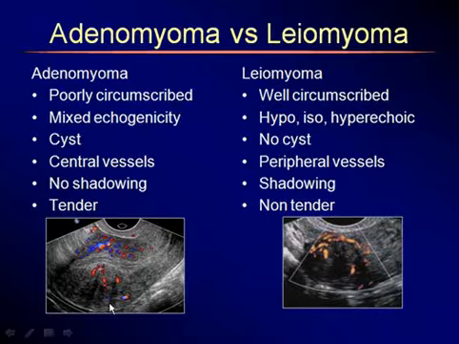The adenomyoma has cystic areas, small cystic areas. Typically fibroids do not, unless there's some degeneration. Vessels course through the adenomyoma. Vessels are displaced around a fibroid, which pushes them out to the periphery. No shadowing except for these thin shadows once in a while, whereas fibroids have much more shadowing. The adenomyoma is tender when you push with the probe on the uterus. Fibroids tend not to be tender unless they've bled into themselves, become degenerated, or become superinfected.